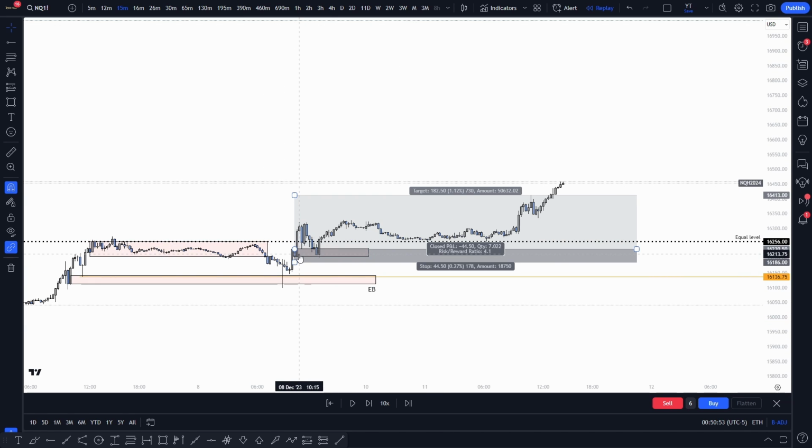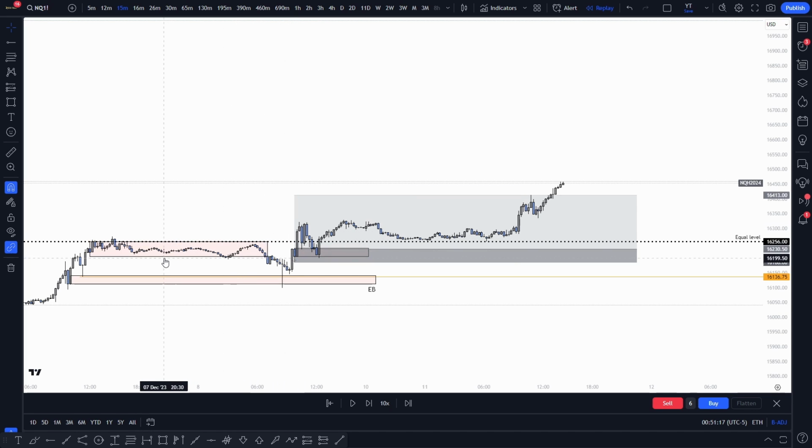So you don't necessarily have to get in on the manipulation leg. I oftentimes do get in on the manipulation leg because I am trading the lower time frames very often, but you don't have to. You can easily wait for the confirmation. Why do we have confirmation and know this trade setup's going to work? We 100% know this is going to work out. Why do we know that?